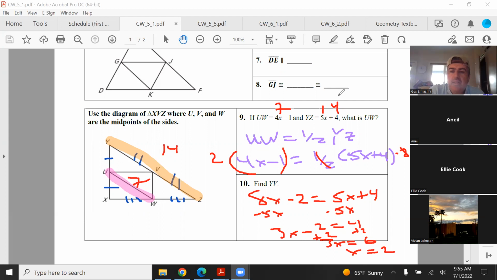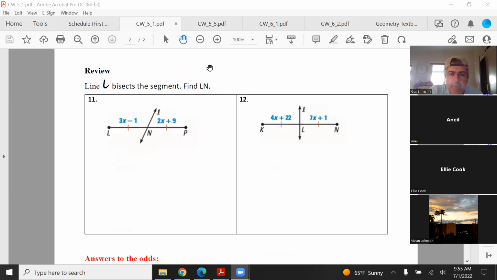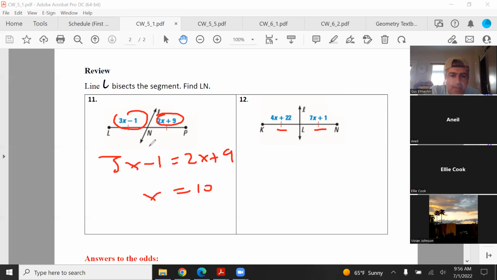Okay. So let's do one more, and then you guys do some practice. Let's look at 11. If it bisects, this is just review. That means it cuts in half, right? So 3x minus 1, 2x plus 9, those are the same. Right? That's just all it means. Now we know what that symbol means. It means those are the same. So you get x equals 10. If x equals 10, then you want LN. You get 29. And there you go. So that's side LN.